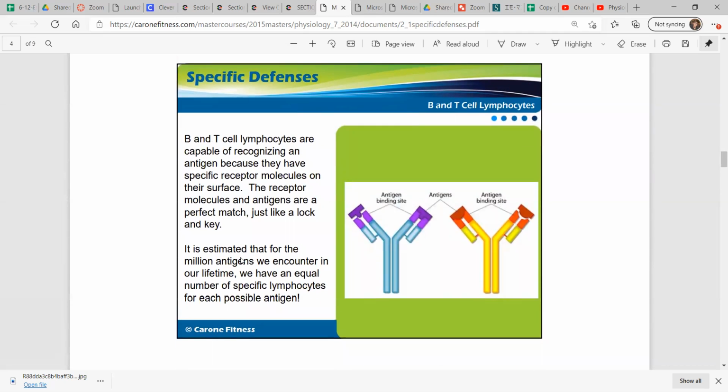B and T cell lymphocytes are capable of recognizing an antigen because they have specific receptor molecules on their surface. The receptor molecules and antigens are a perfect match, just like a lock and key. It's estimated that for the 1,000,000 antigens we encounter in our lifetime, we have an equal number of specific lymphocytes for each possible antigen.